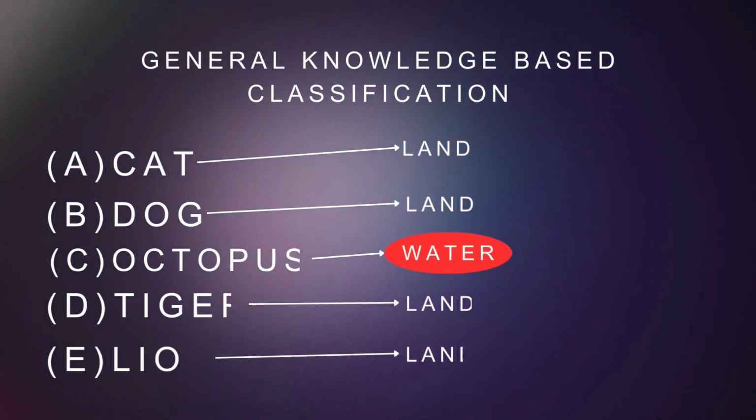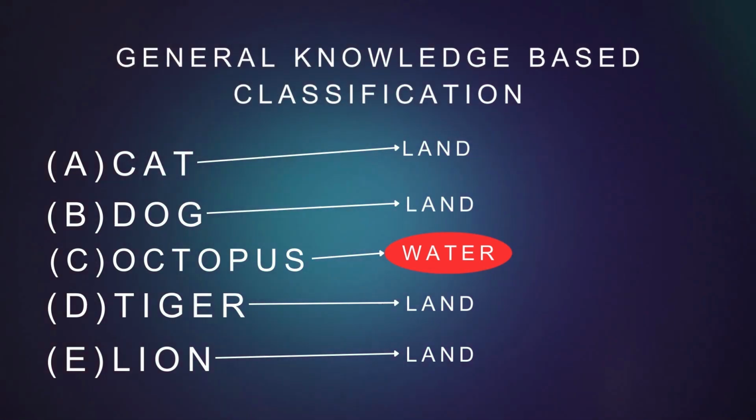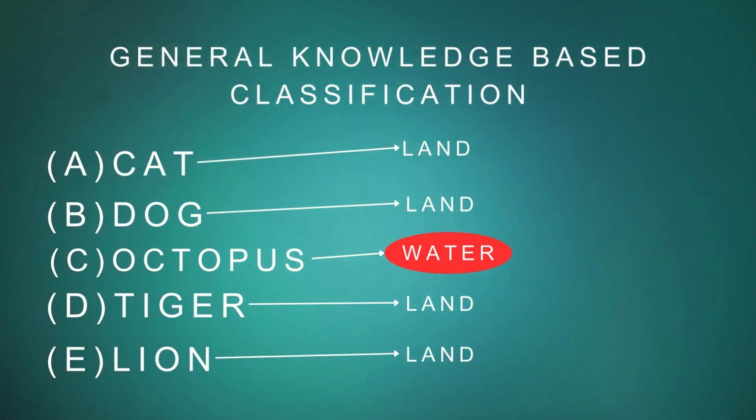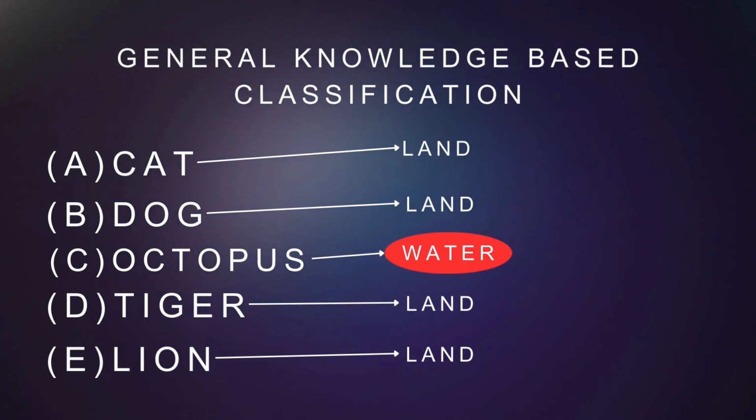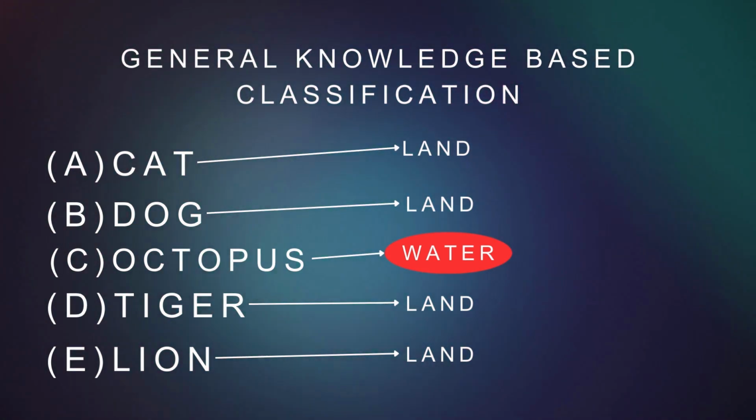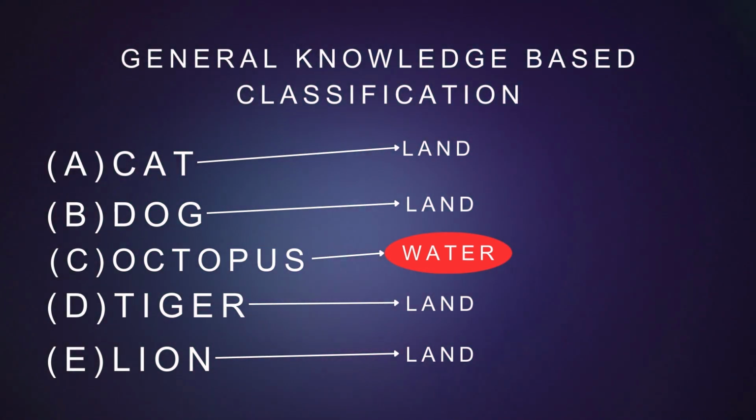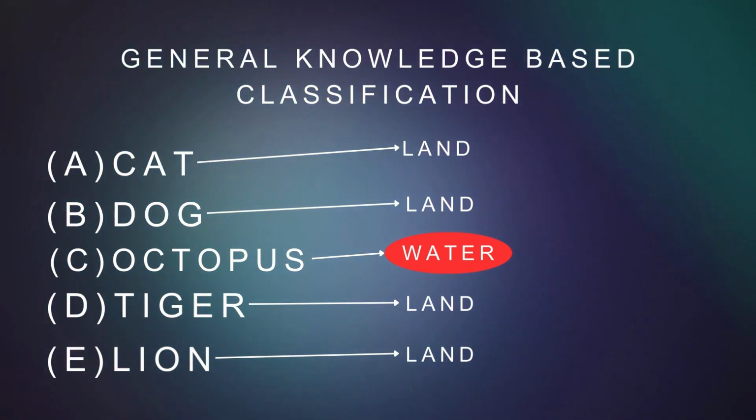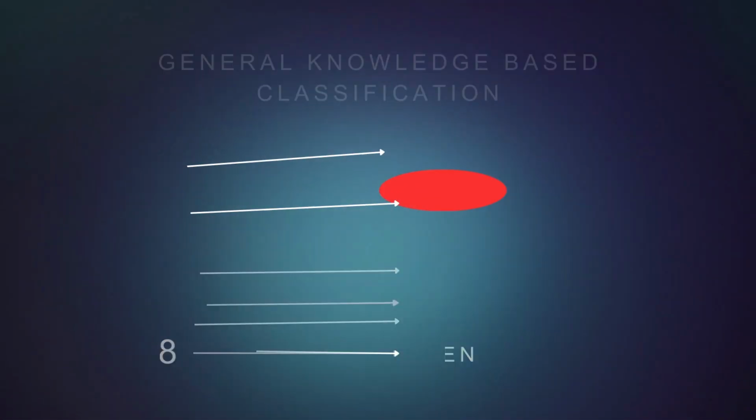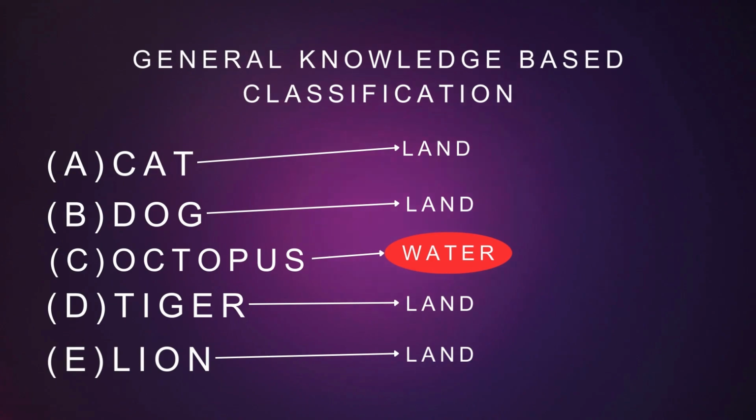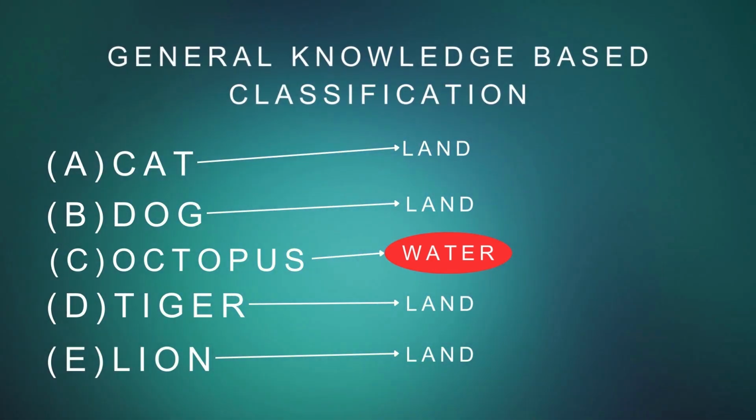General knowledge based classification. This classification is done on the basis of our general knowledge. Cat, dog, octopus, tiger, lion. Octopus is the only animal out of the given options which is a water animal. Rest of the options are land animals.